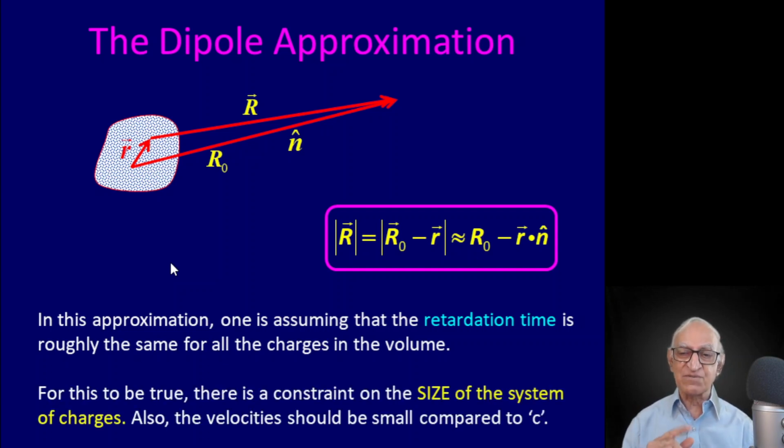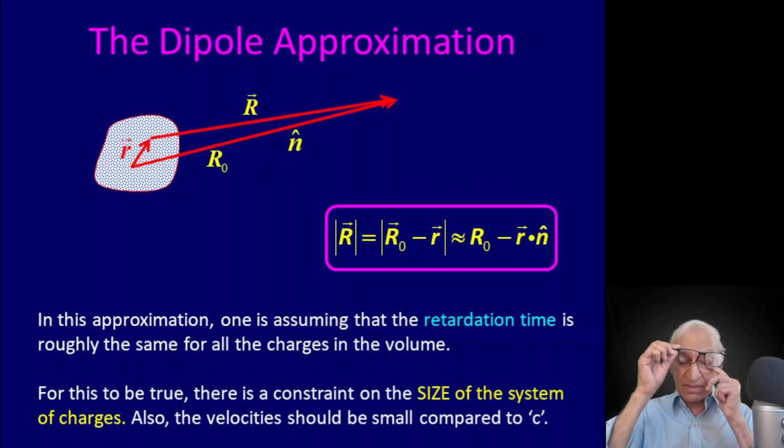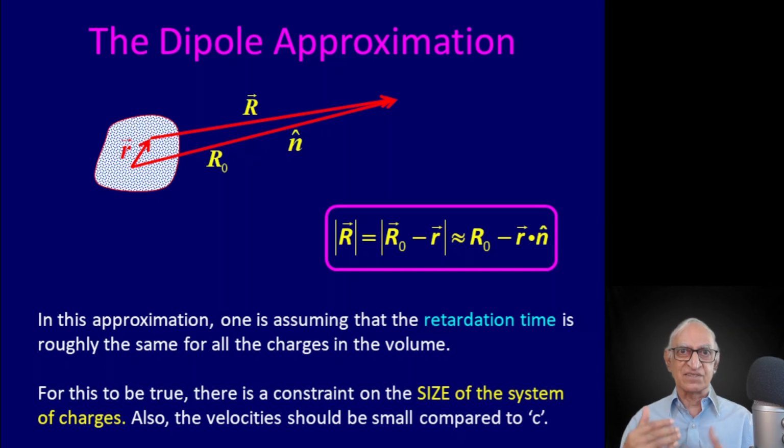Now, when will this assumption be true? There is a constraint on the size of the system, namely, the size of the system must be very small compared to this distance r. Then only you can possibly assume that the retardation time will be approximately the same for all the charges. Also, the velocities of the charges must be small compared to the speed of light. Because if the velocity of the charges is very large, for example, comparable to the speed of light, then you cannot make this assumption.